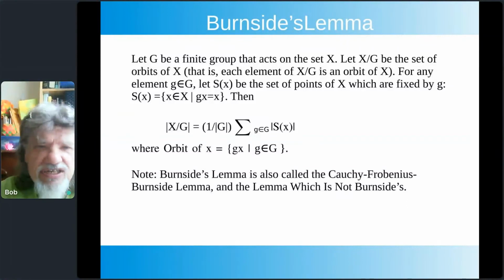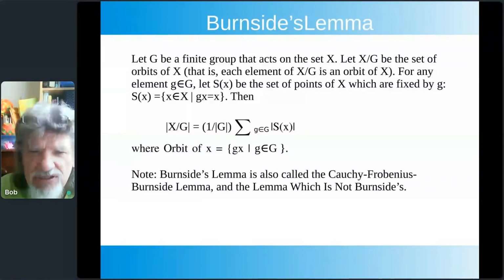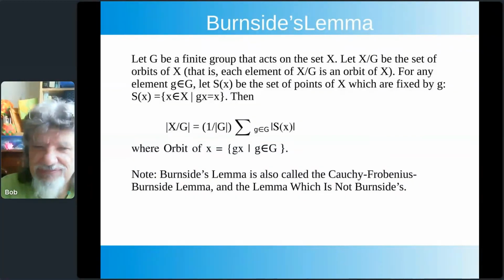X/G is the orbits. In other words, we know from the definition of an orbit that it generates a set. That set will be a whole bunch of GXs, so that set will be a bunch of elements in X. There could be another orbit which contains another set of elements in X that's different. They're different elements, so that would be a different orbit. Every element in this set is in the same orbit as every other element in that set.